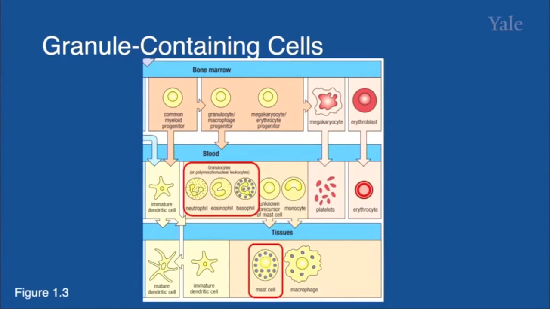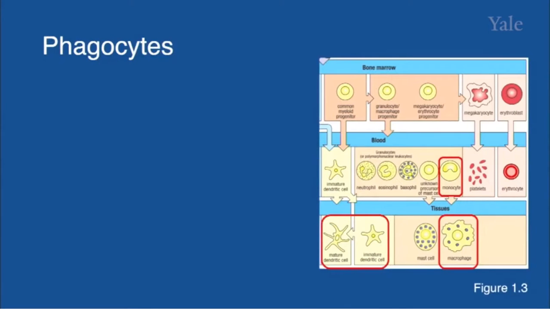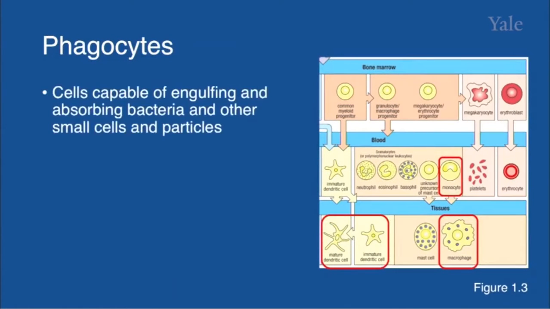Now, as we move on to another set of cells that also derive from the common myeloid progenitor cells, we'll be shifting our focus to phagocytes. The general properties of these cells, highlighted here in red, are that they are capable of engulfing and absorbing bacteria and other small cells and particles from their environment. Again, this is one property of the previously discussed subset of cells called neutrophils. However, because the neutrophils' main function isn't phagocytosis, they're not included within the phagocyte family.